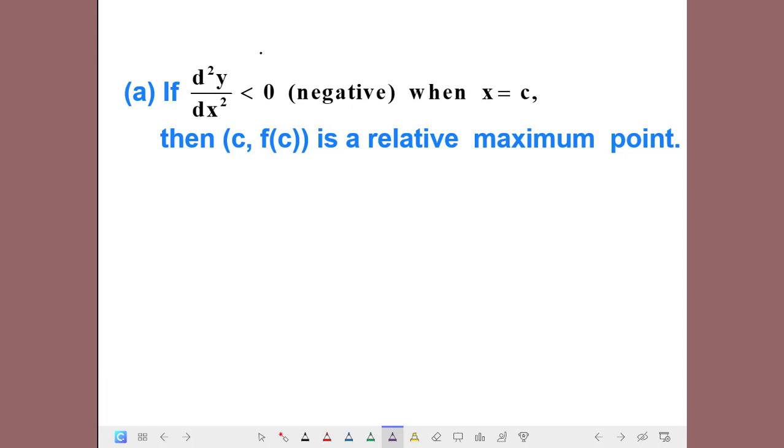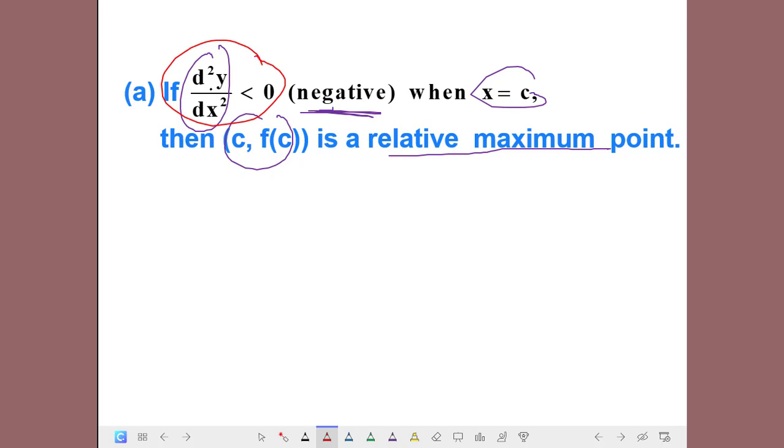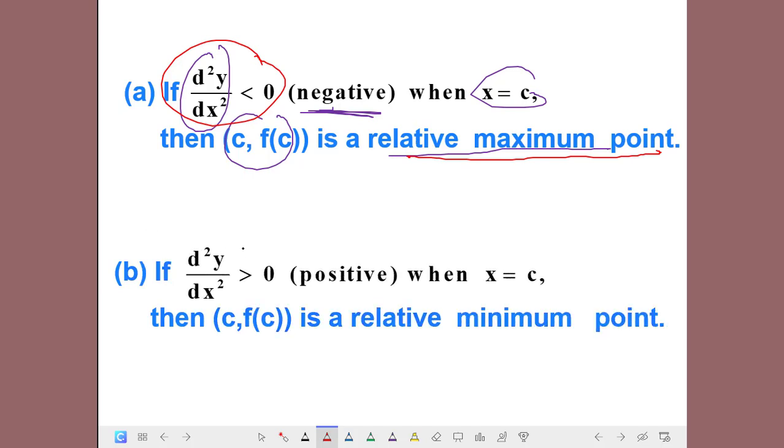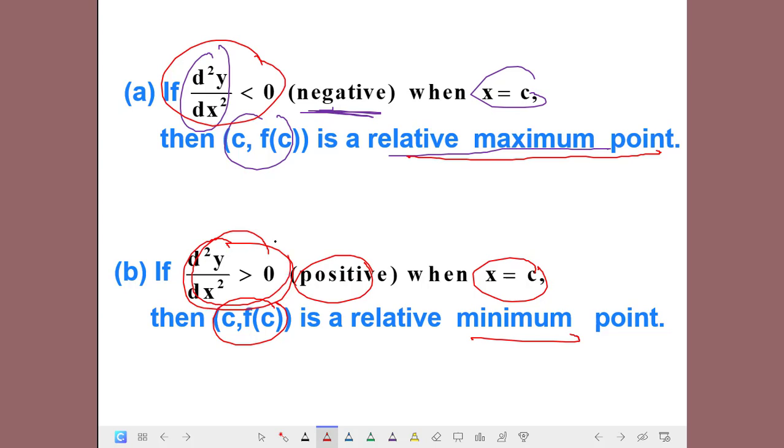Okay, if the second derivative d2y/dx squared is less than 0, or negative, at x equal to C, the point is called a relative maximum, local maximum. And when the second derivative is positive, more than 0, at x equal to C, then this point is a relative minimum. Positive, minimum; negative, maximum. Okay, don't confuse. Negative, maximum; positive, minimum.